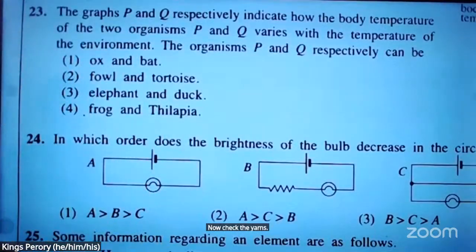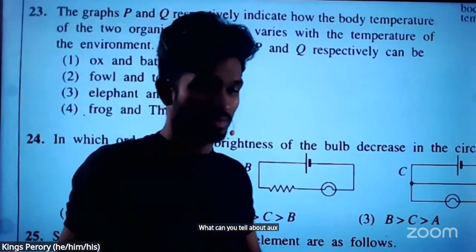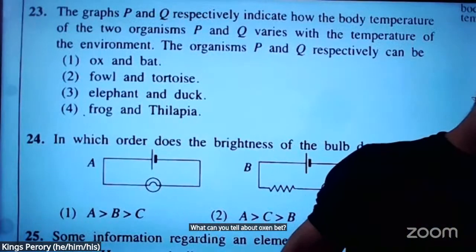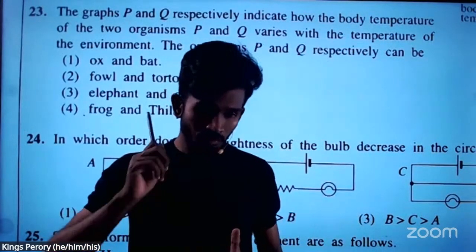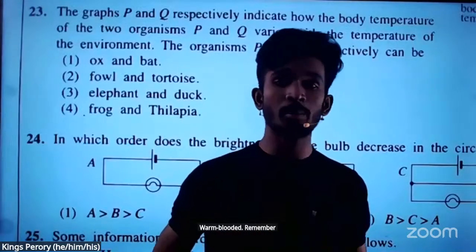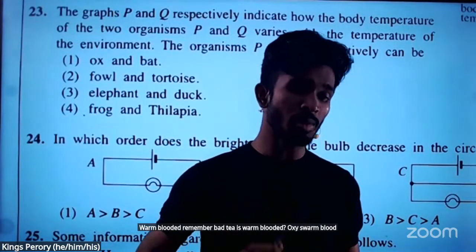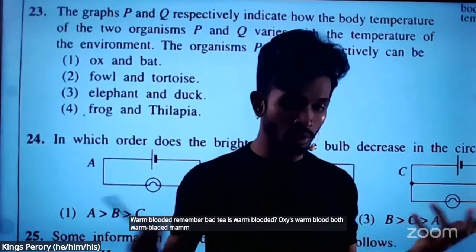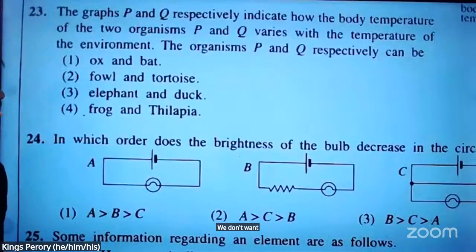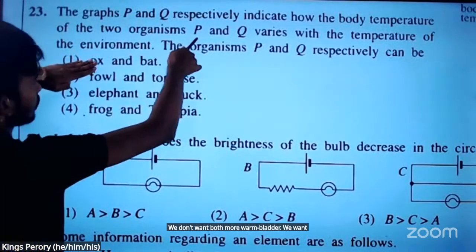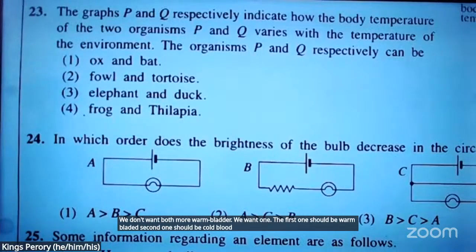Ox and bat. What can you tell about ox and bat? Both are warm-blooded. Remember, bat is warm-blooded, ox is warm-blooded. Both are mammals. We don't want both to be warm-blooded. We want one. The first one should be warm-blooded, the second one should be cold-blooded.